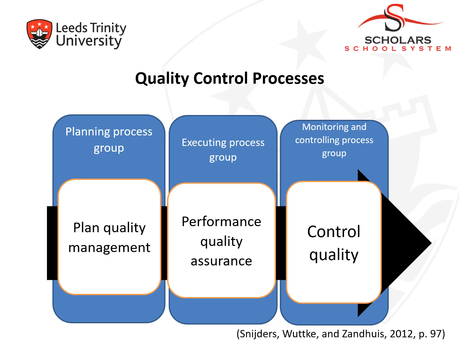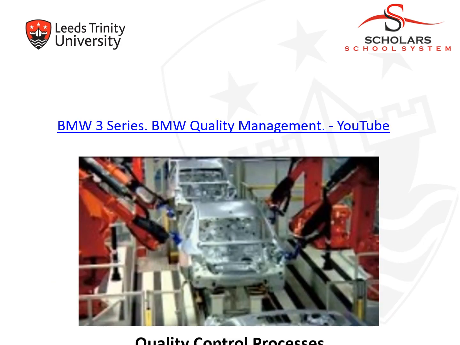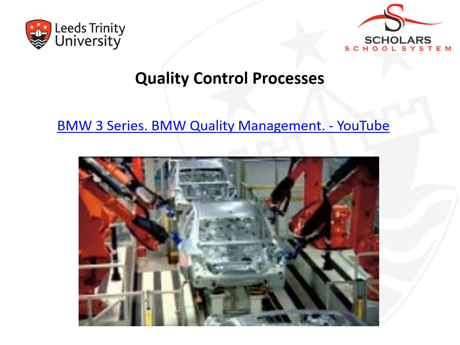Quality control process. In the planning process group, we have plan quality management. In the executing process group, we have perform quality assurance. In the monitoring and controlling process group, we have control quality. This example about the quality control process is available in the live session.